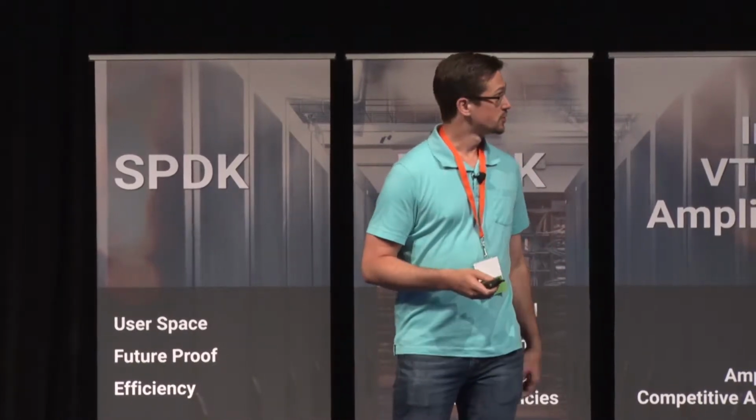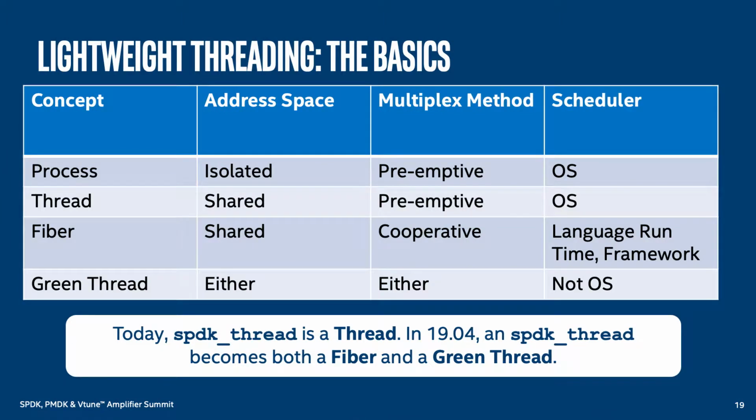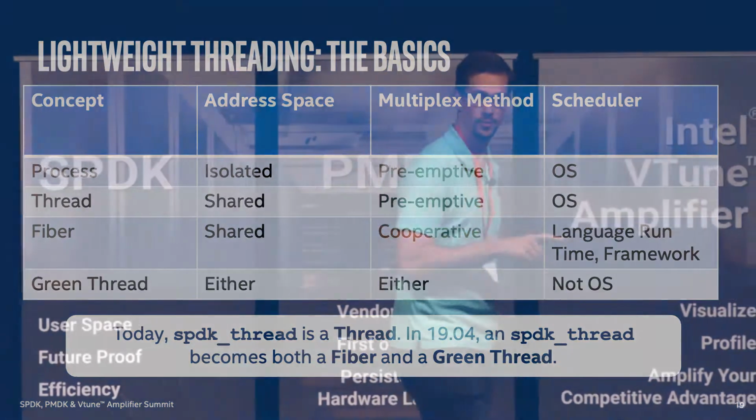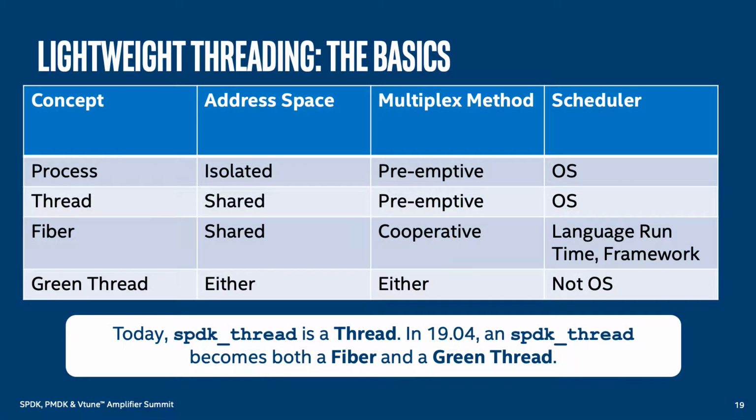Then there's one final term, which is a green thread, which is slightly different than the other three. It doesn't say anything about the address space or how they're scheduled or multiplexed with one another. It just means that this is a thread of execution that's not scheduled by the operating system. OK, so now that the basics are settled, today an SPDK thread is a thread. But in 19.04, an SPDK thread will be a fiber and a green thread. That's the big change. So I'll go through a little bit of what that means.